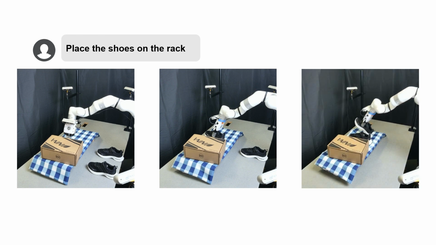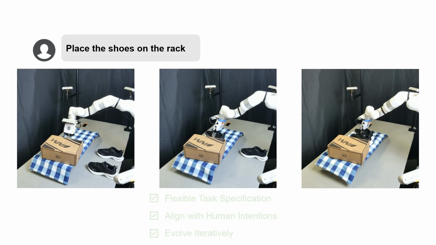This example shows that task specification is a critical capability in open-world environments, where predefined rigid instructions can fail to capture the complexity of real-world interactions. Our task specification should be flexible, should align with human intentions, and should evolve iteratively.